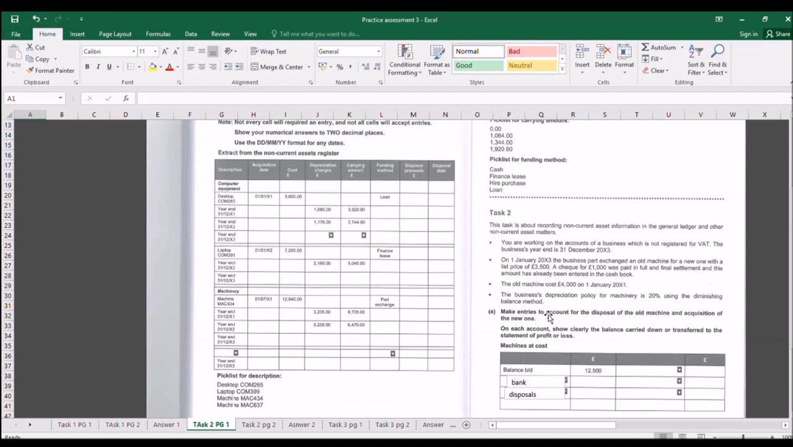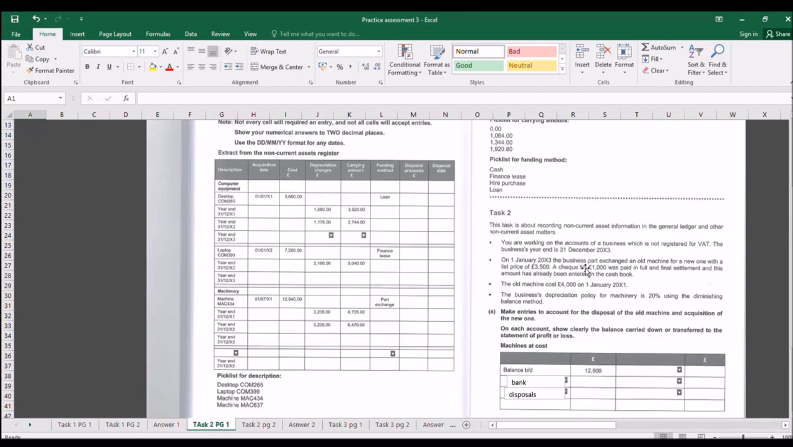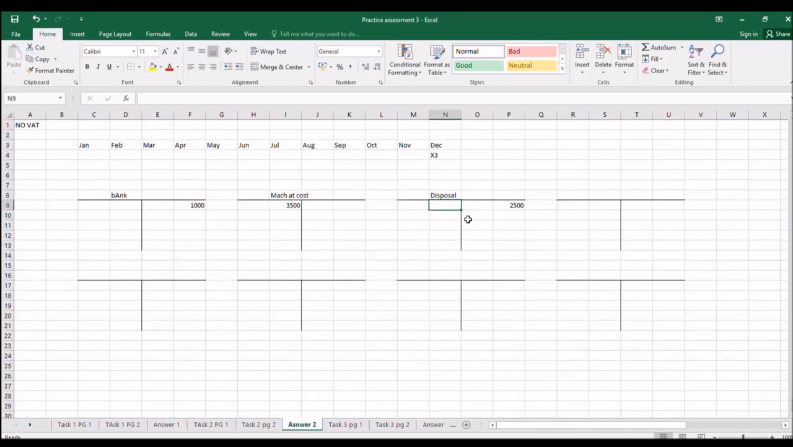So there's a disposal, which will be the difference between the two. So that's the first thing that would happen. That's our first journal there, what we would post. The old machine costs £4,000. Okay, so the old machine cost £4,000, that's the disposal there.